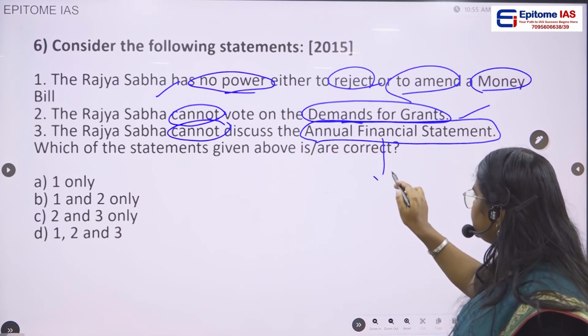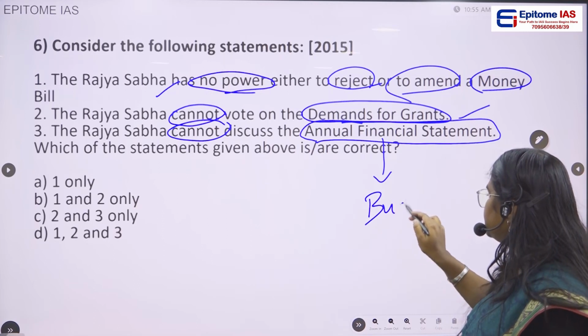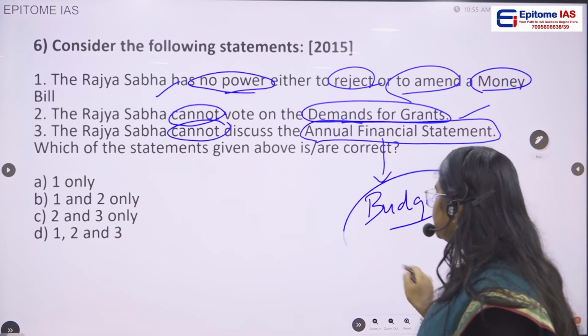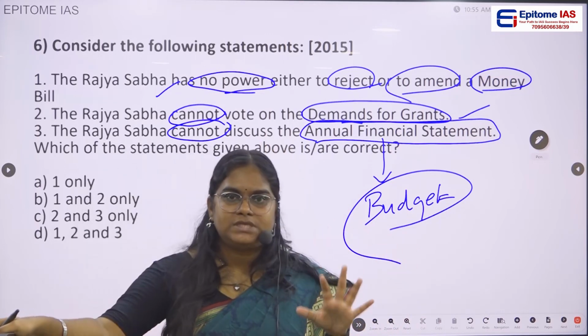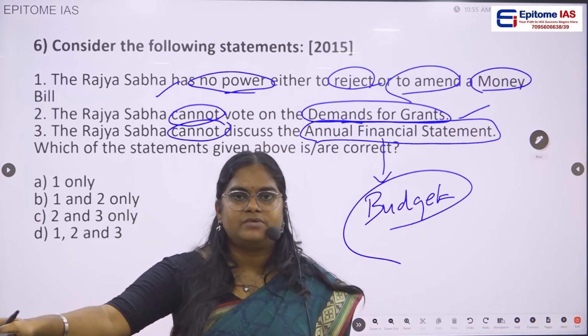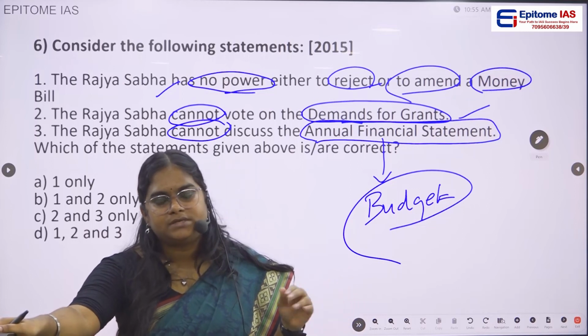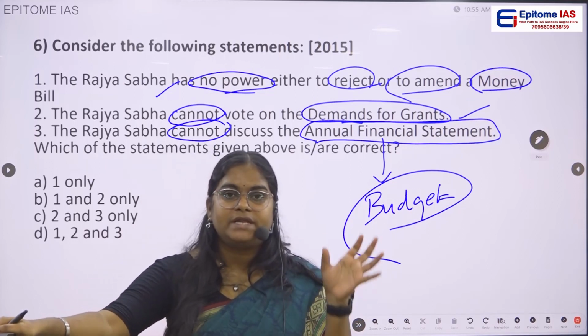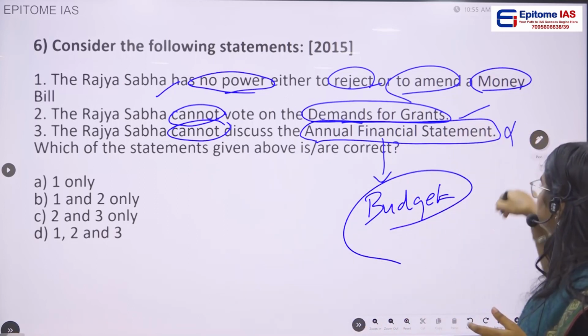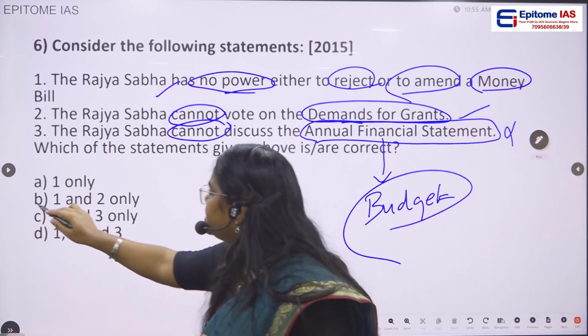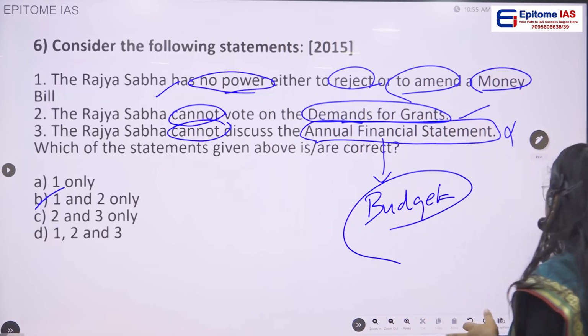Annual financial statement is nothing but what? Budget. So they are saying the Rajya Sabha does not have the power to discuss the budget. But if you see, Rajya Sabha has the power to discuss the budget. It does not have the power to vote, but it has the power to discuss. So this statement is wrong. The correct answer would be 1, 2. Option B is the correct answer.